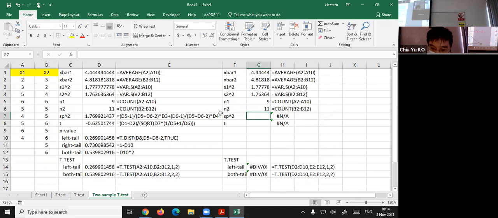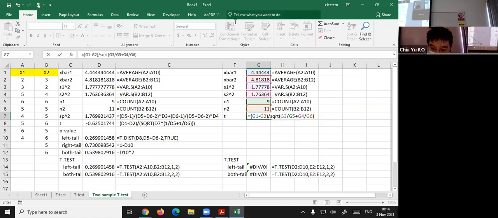Do note that for this formula you don't need Sp2, so we really don't need that one. You can just go for T. What's T here? T will be very simple, right? Just x1 bar minus x2 bar, and over that we have the square root of s1 squared over n1 plus s2 squared over n2, right?